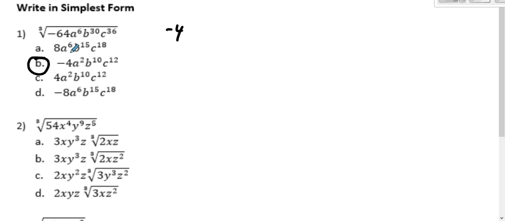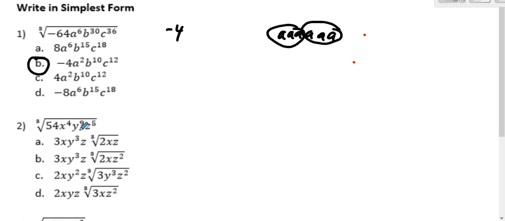Now, if you went through and checked the rest, you've got a to the 6th. The long way is to write these things down. You've got 6 a's. And since it's cube root, you need 3 of them. So you can make 2 sets. That's why we've got an a squared. You do the same thing with the b's and the c's. Or the shorter way is just to divide. 30 divided by 3 is 10. 36 divided by 3 is 12. All that checks out.